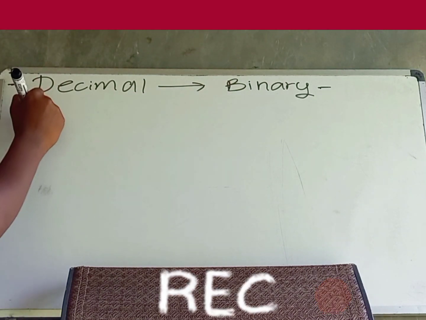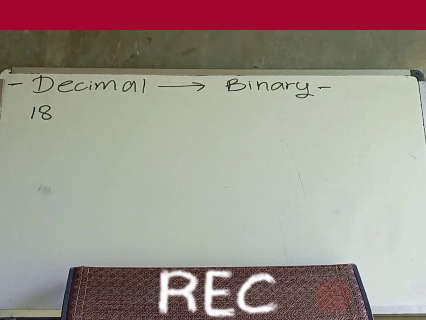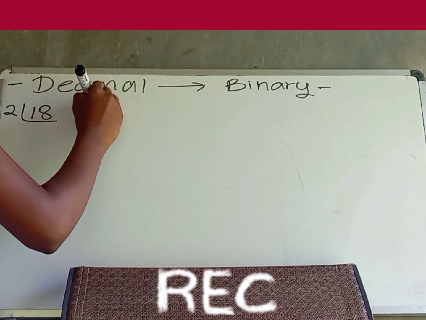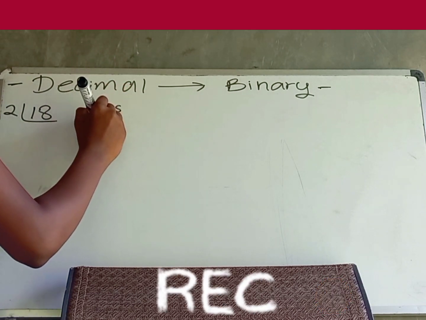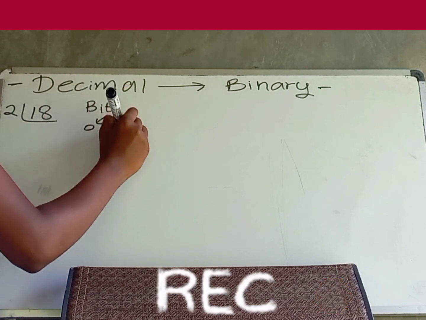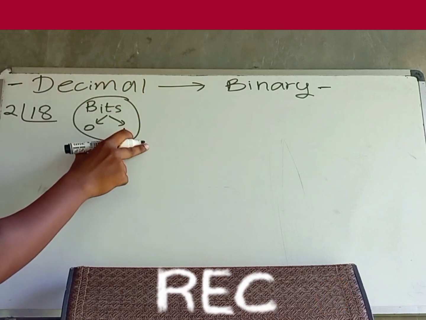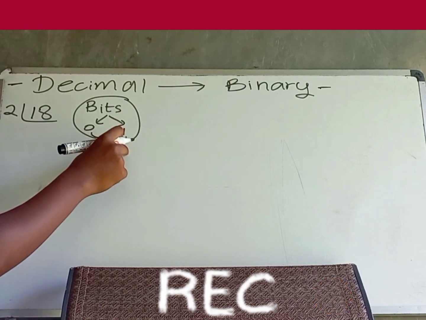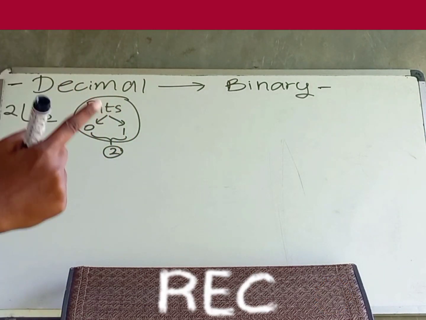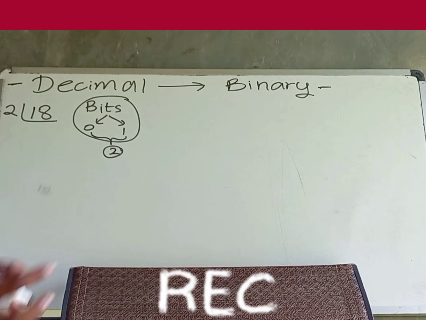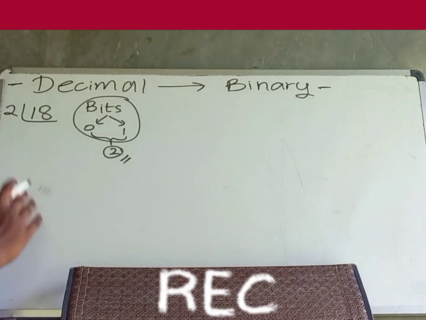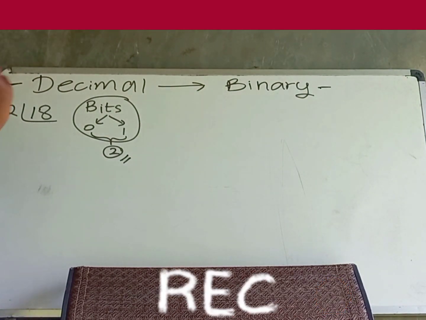Let's take a smaller decimal number, 18. You have to continuously divide it by 2 because in the binary number system there are only 2 digits. To remember that, add these two numbers, then you get 2. 1 is 1 symbol, 0 is 1 symbol. So 1 plus 1 equals 2. So continuously divide 18 by 2 and mark the remainders.